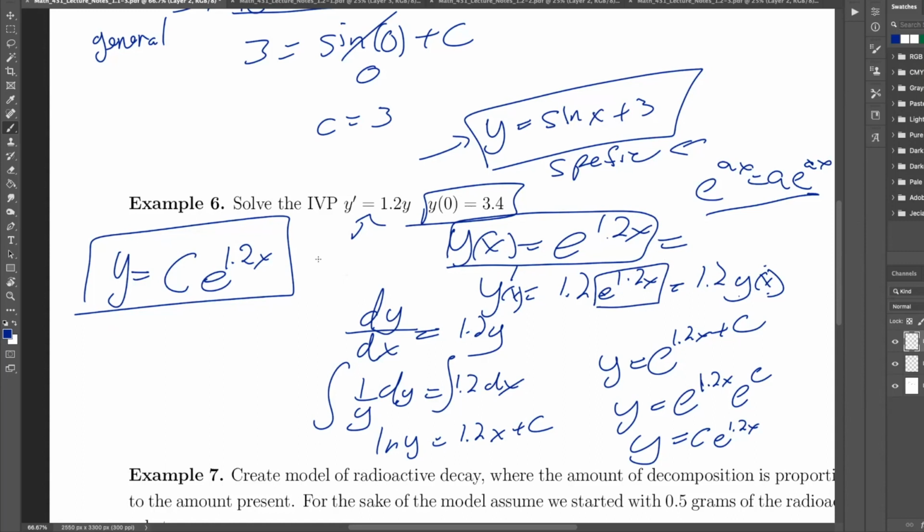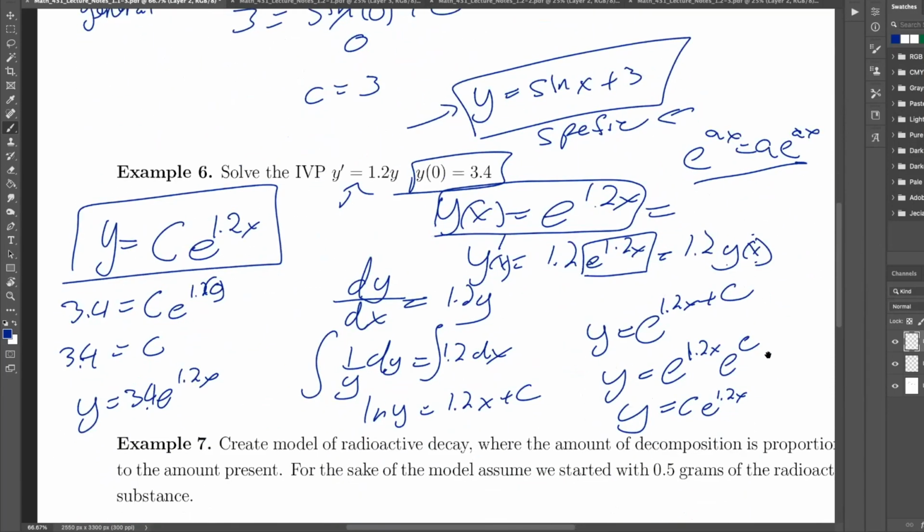So we get to this. Now that we established this, and we've taught part of the other section, because this is how you do it, let's figure out if I plug in 0. So here I get 3.4 equals c e to the 1.2 times 0. What does that mean? Well, that just means 3.4 equals c, since e to the 0 is just 1. And so here you have your answer. And so you can get your specific solution, 3.4 e to the 1.2x. Okay? And so here we can take our initial value problem and plug in things, assuming you know the answer.